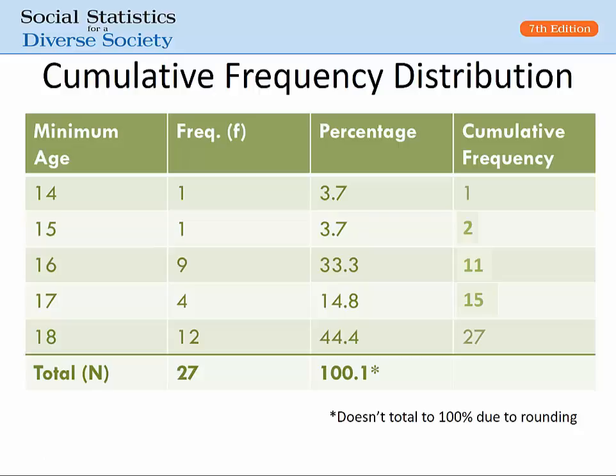And so if we add 1 and 1 together, we get 2. So that's the running total in that last column called the cumulative frequency column. It's just a running total. And then we have 9 kids in the 16-year-old category. So if we add 9 to 2, we get 11.